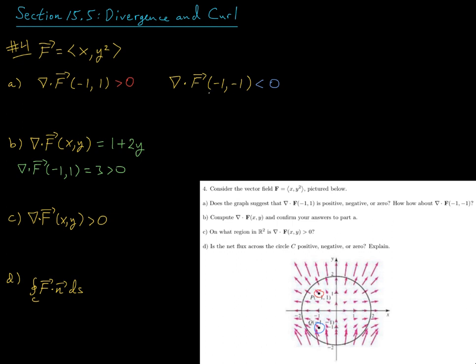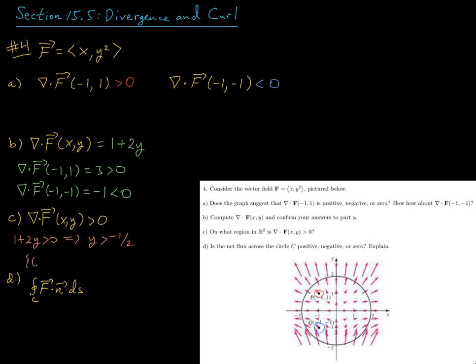And then how about at the point -1, -1? Here we're going to get a divergence of 1 plus 2 times -1, so that's going to be -1. And that's a negative divergence. That agrees with what we see in the plot. All right, cool. So how about part C? It says, on what region in R2 is the divergence greater than 0? Well, the divergence is 1 plus 2y. So if 1 plus 2y is greater than 0, that implies that y is greater than -1/2.